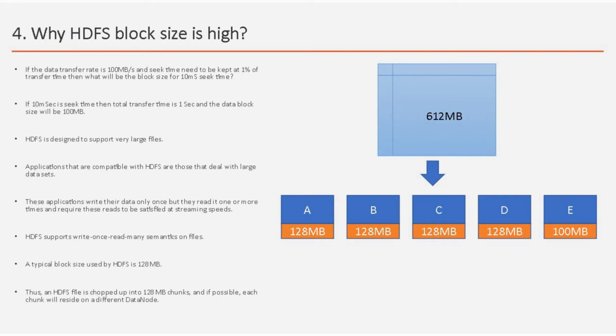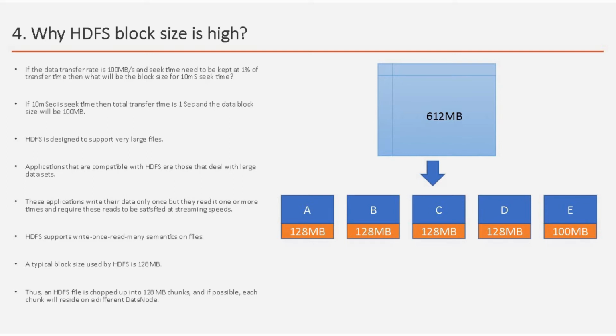you can think of one problem: if your data transfer rate is 100 megabytes per second and your seek time needs to be kept at 1% of the transfer time, what will be the block size for a 10 millisecond seek time? So if 10 milliseconds is the seek time, then the total transfer time is 1 second, and the data block size according to your data transfer rate will be 100 MB.